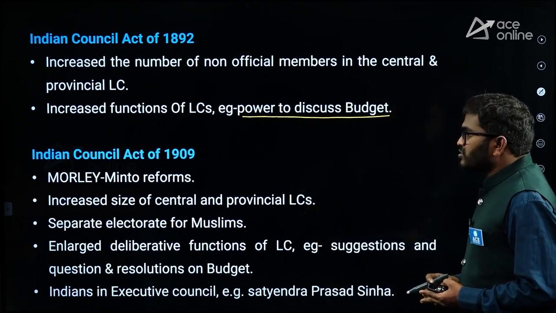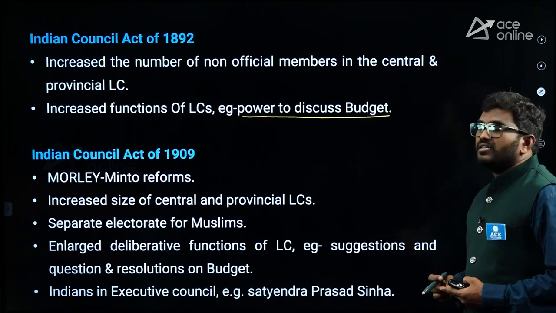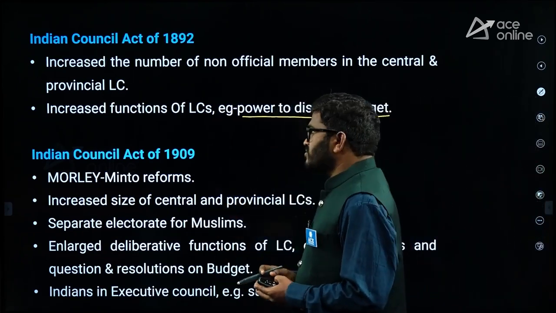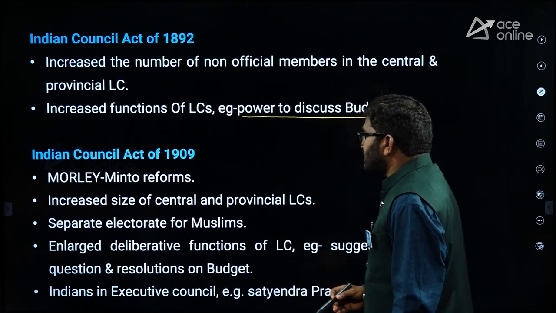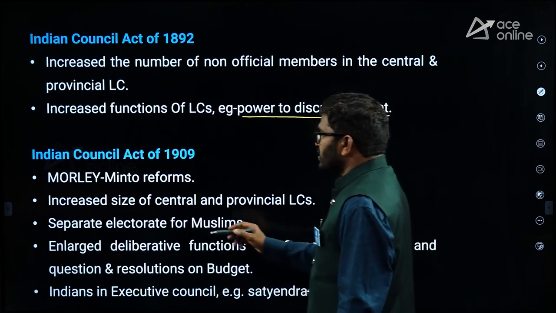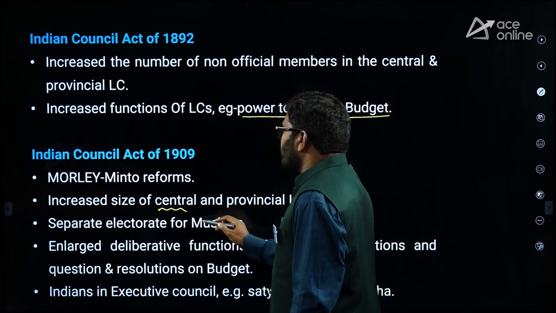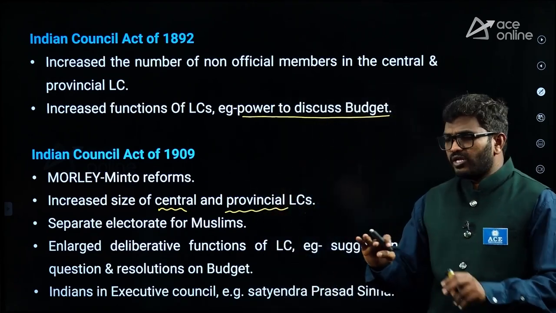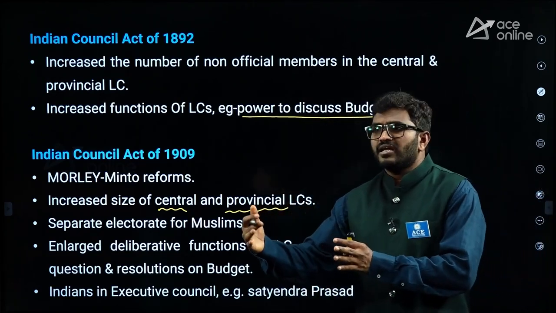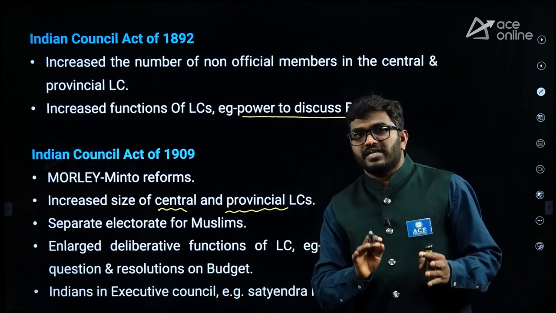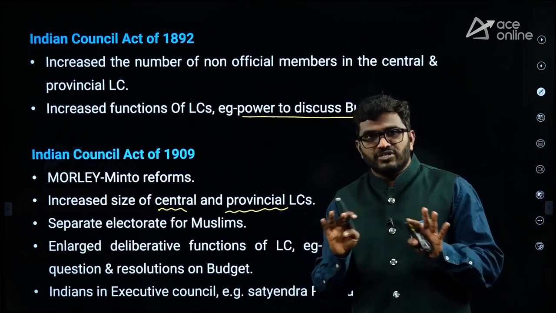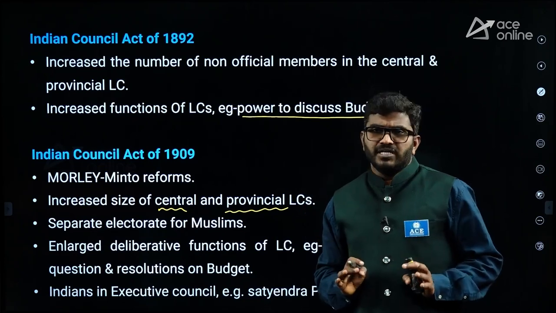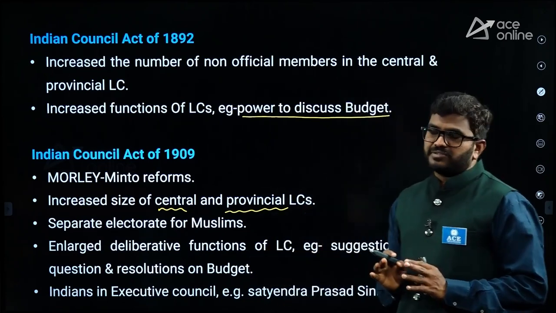And Indian Councils Act of 1909, we call it the Minto-Morley reforms or Morley-Minto reforms. Increased size of central and provincial legislative councils. So, central legislative council and provincial means state level MLAs. You just remember like that. Central level means like MPs. State level means MLAs. But that time MLAs and MPs were not there. Legislative council is there. Legislative council members were there. So, central some members, state some members.